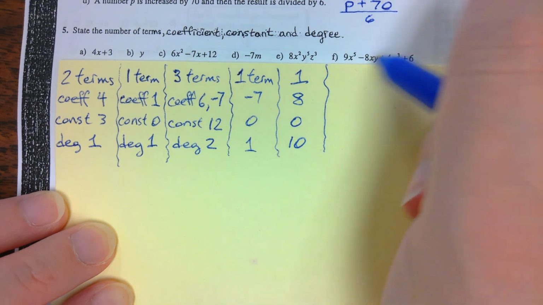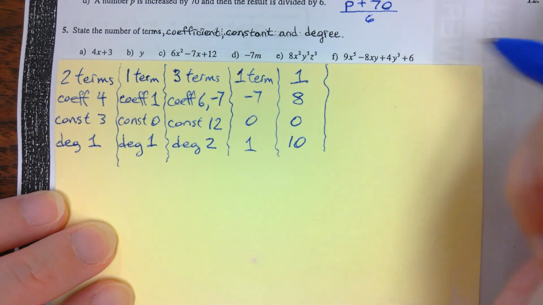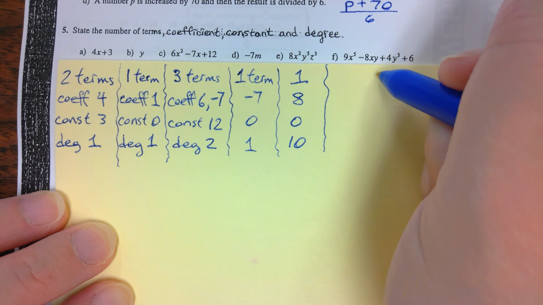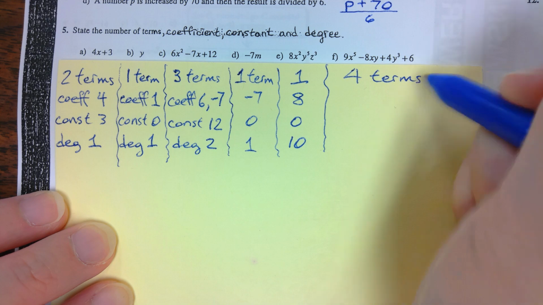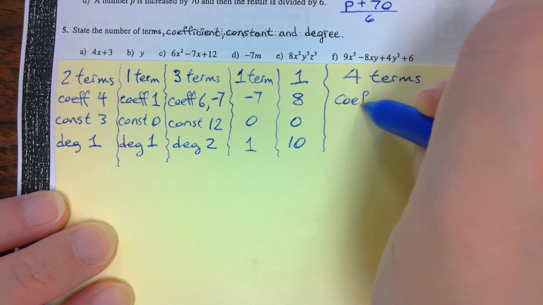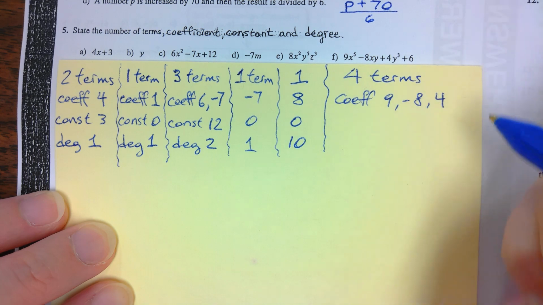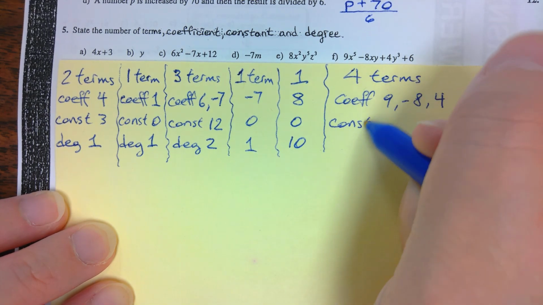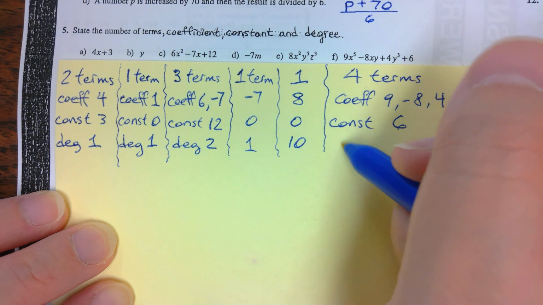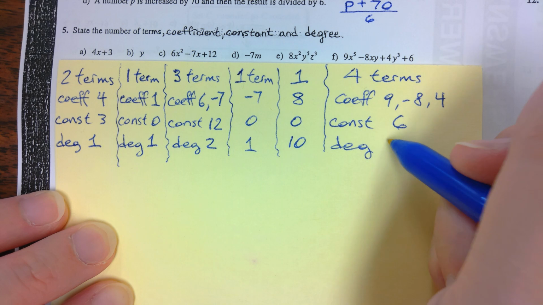Final one. Looks really long. Who wants to try this one? Okay, Sam, go for it. So there's 4 terms. Yeah. The coefficient is 9. Then there's negative 8. And it's positive 4. Good. The constant is 6. Yeah. The degree is 5. That's it. Yeah, good job.